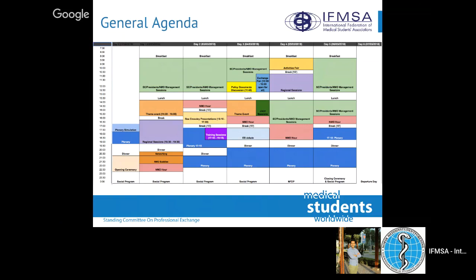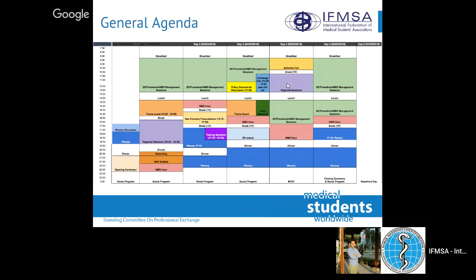Those marked in green are actually the standing committee sessions, and those are the times when we will have our SCOPE sessions and we will talk about our amazing professional exchanges. In addition to that, there will be some spaces to talk about professional exchanges during the regional sessions that you can see marked here in this agenda, marked in purple on day 1 and on day 4.